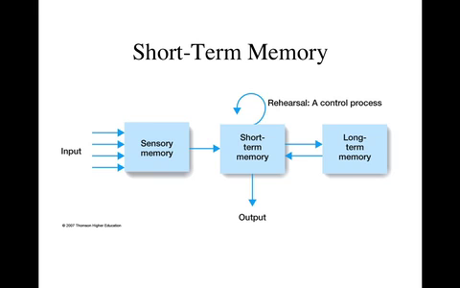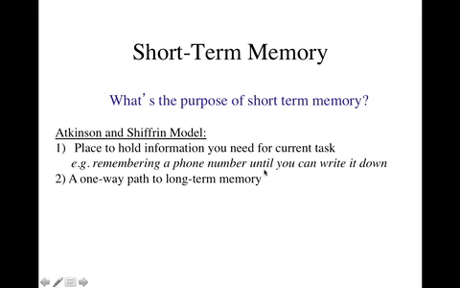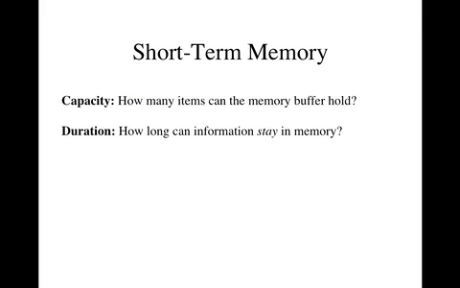According to the Atkinson and Shiffrin model, short-term memory is a place to hold information so that you can do something with it. You can also rehearse that information so you can hold it in there longer. So according to Atkinson, that's the basic purpose: a place to hold information you need for the current task, and it's also a path to long-term memory. What I mean by a one-way path here is that this is the only way you can get to long-term memory. You need to first go to short-term memory in order to get to long-term memory.